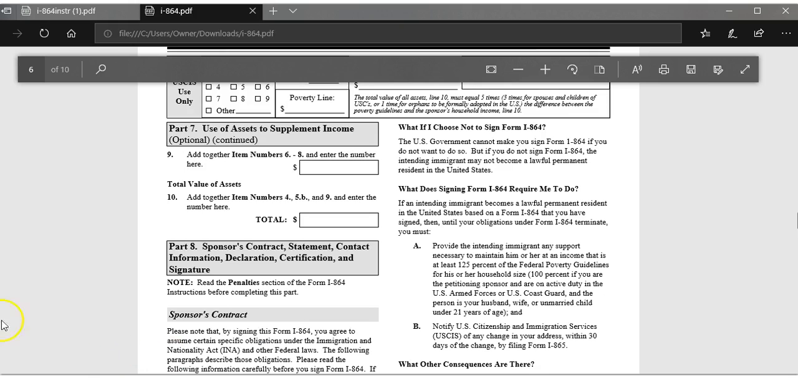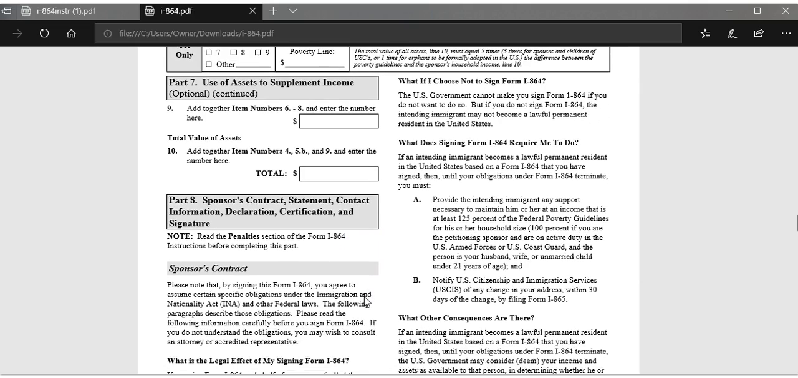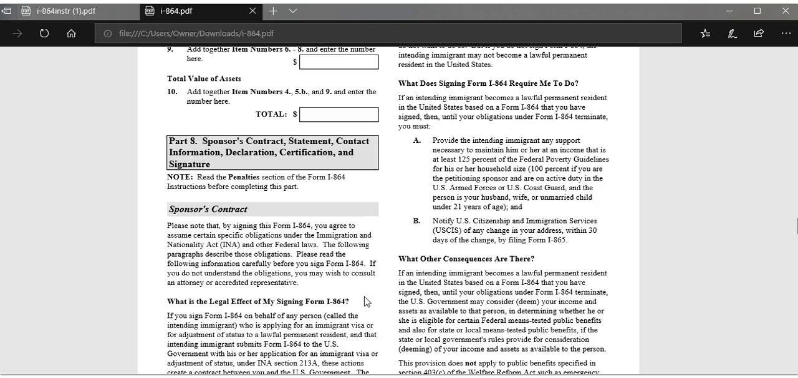All right, let's continue. Part 7, use of assets to supplement income. This is optional, and this part continues from the one up there. So you have to add together numbers 6 through 8 and enter the number here. And here, total value of assets, 10. Add together item number 4, 5B, and 9 and enter here the total. Okay, let's go to part 8.